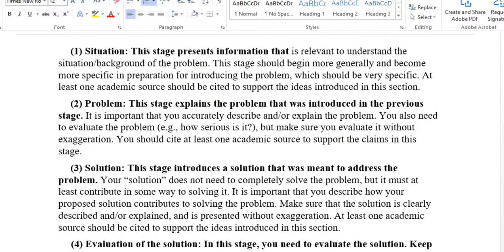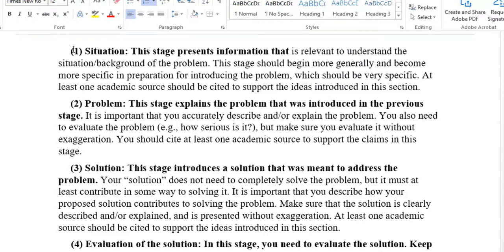I don't want you to be confused because there are other things on the internet, like if you Google problem solution, they're going to bring you to ones that are not academic. They're going to bring you to ones that are used on things like standardized testing, and that's not what we're looking for here. We're looking for you to really follow the instructions here for writing a 4-stage academic assignment.